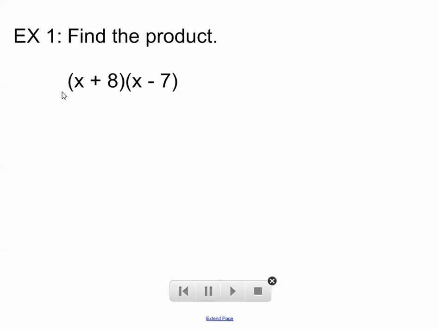Okay, we want to multiply these two binomials, x plus 8 times x minus 7. We can do this by a method I call double distributive property. In other words, distribute the x and then distribute the 8.